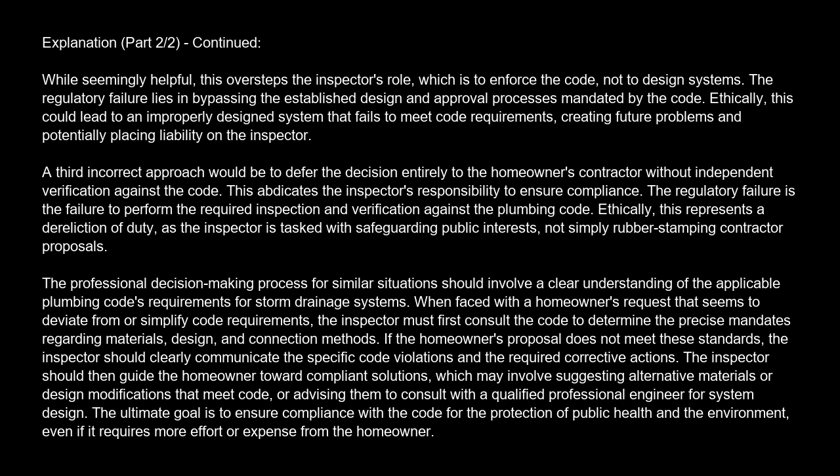If the homeowner's proposal does not meet these standards, the inspector should clearly communicate the specific code violations and the required corrective actions. The inspector should then guide the homeowner toward compliant solutions, which may involve suggesting alternative materials or design modifications that meet code, or advising them to consult with a qualified professional engineer for system design. The ultimate goal is to ensure compliance with the code for the protection of public health and the environment, even if it requires more effort or expense from the homeowner.